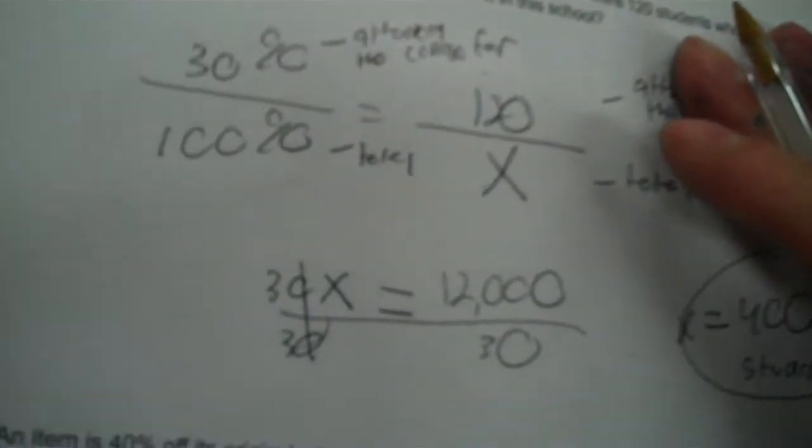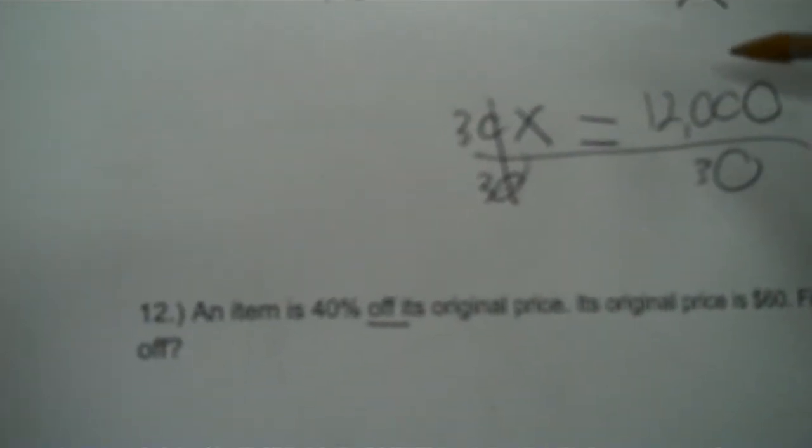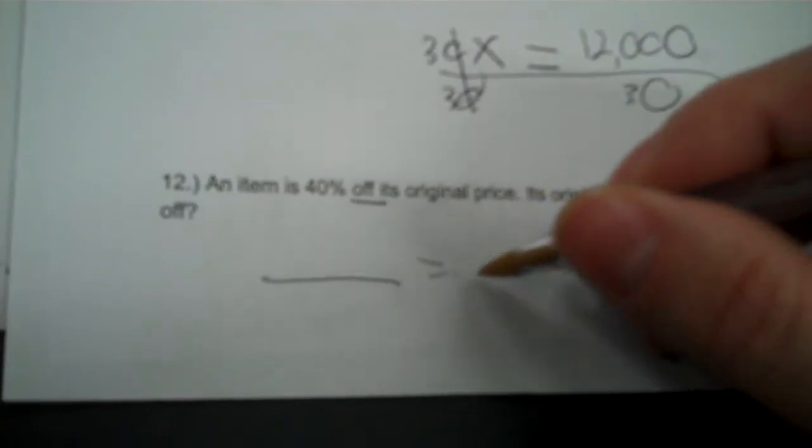Okay, number 12, an item is 40% off its original price. Now, I've underlined off because you're going to make your ratios with 100%, but the word off means you need to not put 40, okay? You need to take 100 minus 40, and that's 60. So your percent on top, 60.